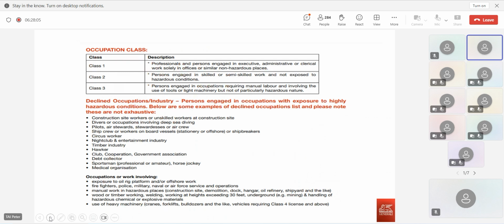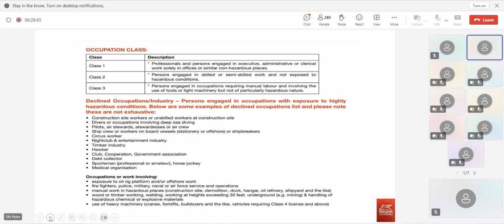So basically, what are class 1, class 2, and class 3? Class 1 is the preferred, of course: professional, person engaged in executive, administrative, clerical work solely in office, similar, non-hazardous. That is the best, and this is the one that we want to target. Number 2 is the person engaged in skilled or semi-skilled work and not exposed to hazardous condition. Number 3 is the person engaged in occupation requiring manual labor involving the use of tools and light machinery, but not particularly hazardous, meaning all the factory workers. So these are class 3. Class 1, class 2, class 3, these are the ones that we can insure.